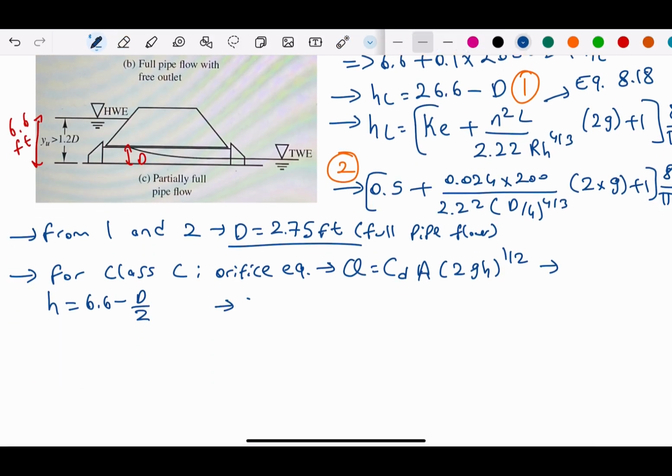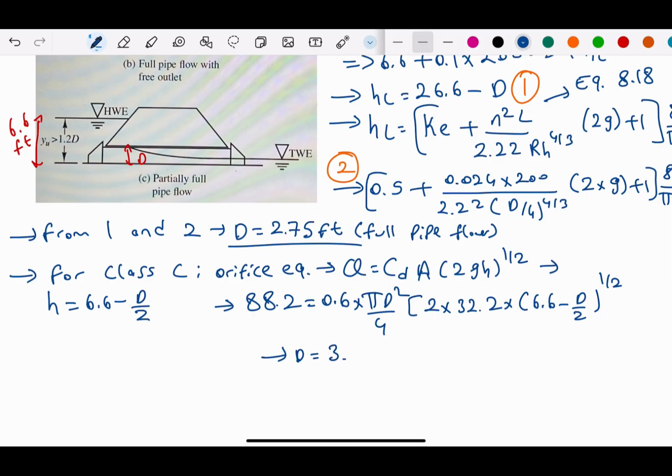So from this equation, 88.2 is equal to, coefficient is 0.6, the area is d square over 4, times square root of 2 times 32.2 times (6.6 minus d over 2). And from this equation, the d is 3.25 feet. And this is if we assume the flow classification is C.